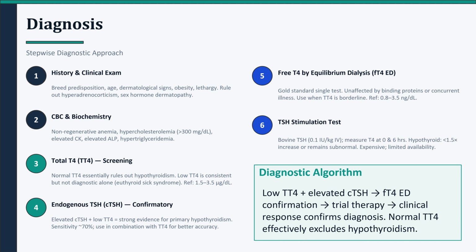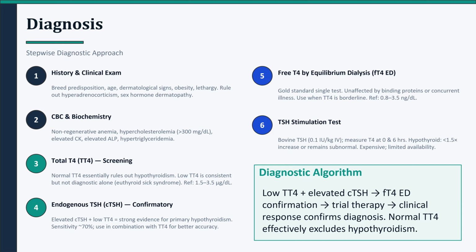Alright, now that we know who gets it and what it looks like, how do we confirm the diagnosis? Let's walk through the stepwise diagnostic approach. Step 1, history and clinical examination. You're looking for the breed, the age, the classic dermatological signs, the obesity, the lethargy. You must also rule out other differentials, particularly hyperadrenocorticism.